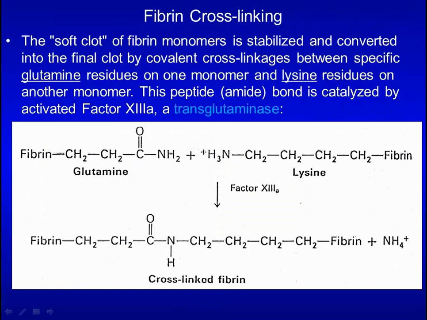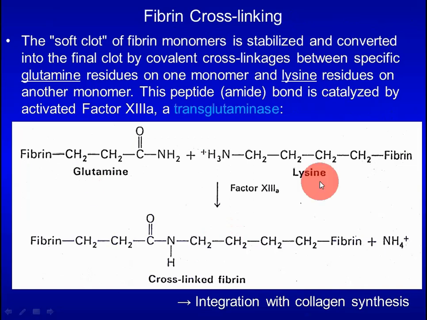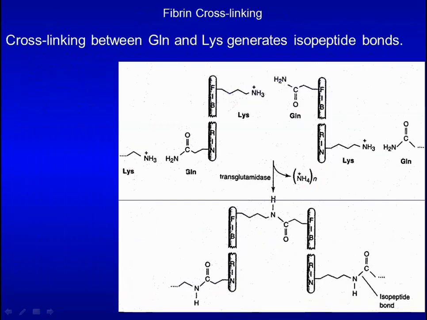The soft clot of fibrin monomers is stabilized by cross-linking. This is similar to cross-linking in collagen. Here is integration with collagen synthesis. Both processes involve lysine, but different from collagen. Cross-linking of fibrin occurs between glutamine and lysine residues. It is catalyzed by transglutaminase. Cross-linking between glutamine and lysine residues generates isopeptide bonds. Here is an isopeptide bond.